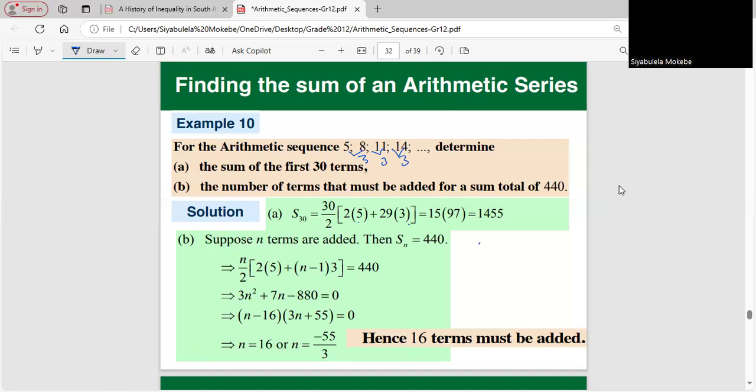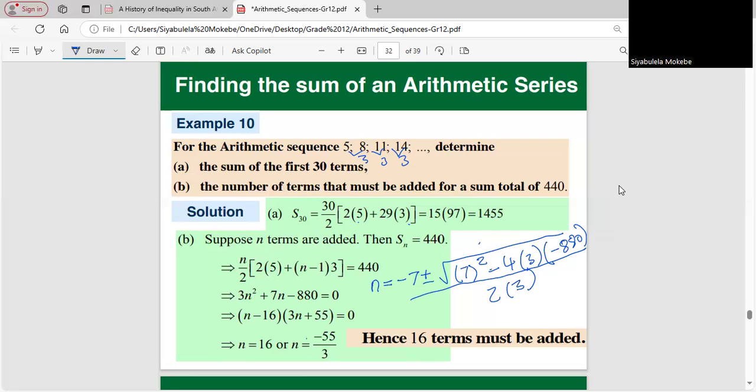Then you can factorize that. Remember, if you can't factorize that using this method, you can always use your quadratic formula. So you can just say n equals negative b plus or minus the square root of the discriminant, over 2a. If you use that, you'll still get n is 16, or n equals negative 55 over 3.